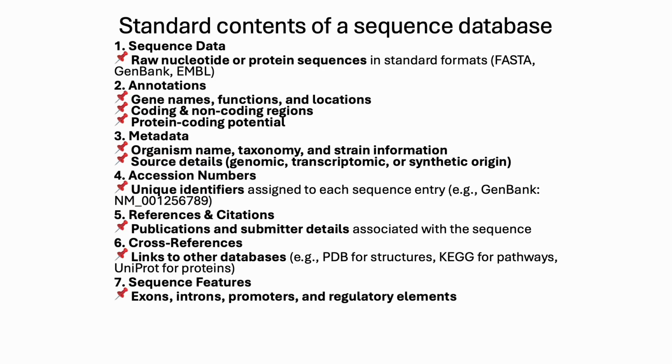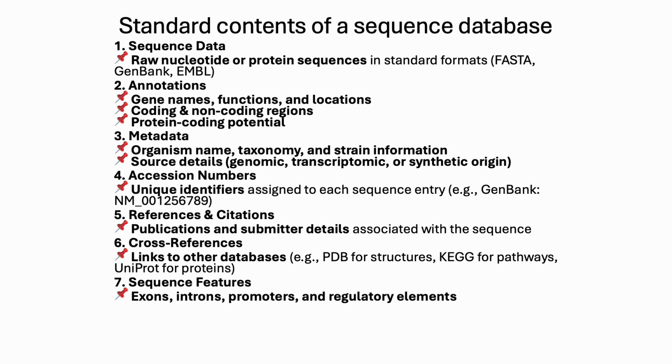So usually the sequence data would contain the raw nucleotide or protein sequence in a standard format like FASTA and GenBank. Then you will have basic annotations of these data, like gene name, function, location in the chromosome, coding region or non-coding region, and the protein coding potential. Apart from this, you will also have metadata like organism name, taxonomy, strain information, then source details like genomic, transcriptomic, and synthetic origin.